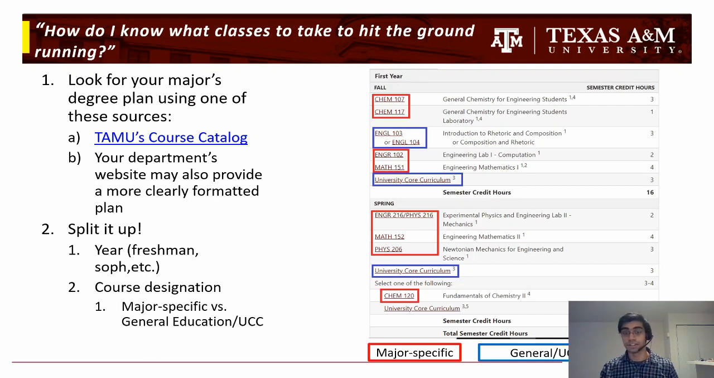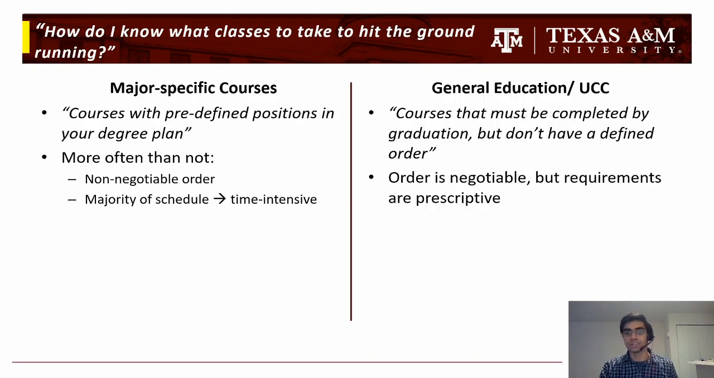As you guys can see, I have a sample degree plan from biomedical engineering, specifically from A&M's course catalog, and I've tried to show you guys what delineating that difference between courses looks like. The courses in red are major specific, and the courses in blue are general slash UCC courses. And each of these categories have different characteristics to them.